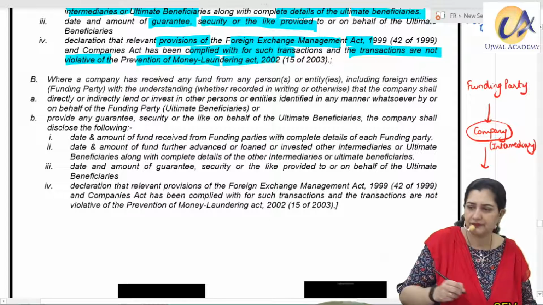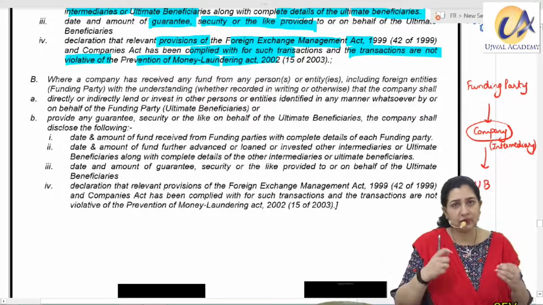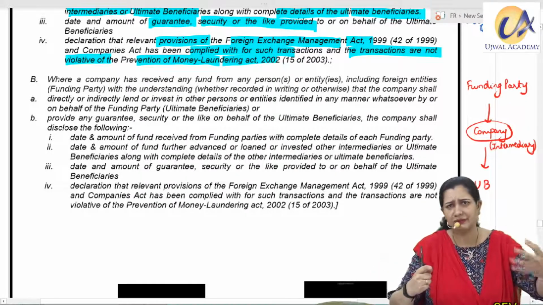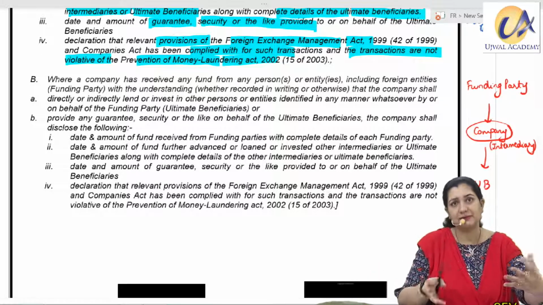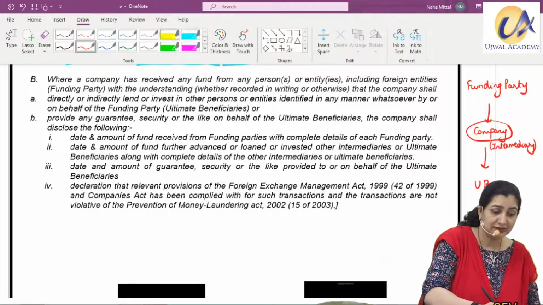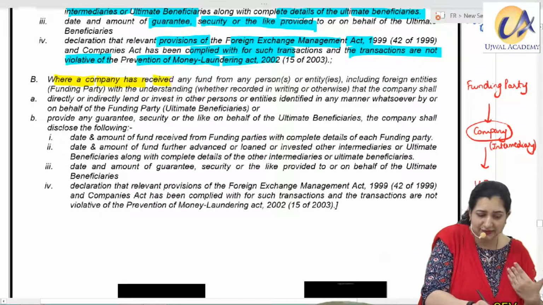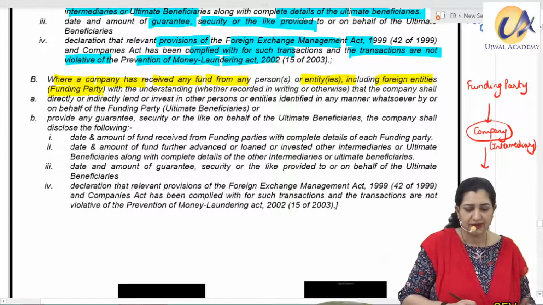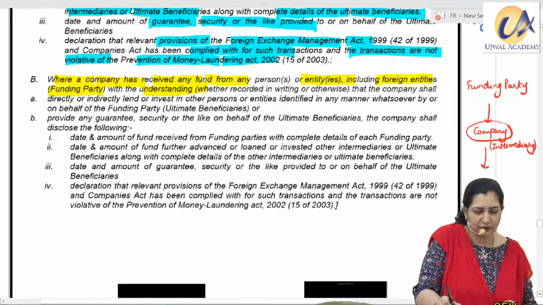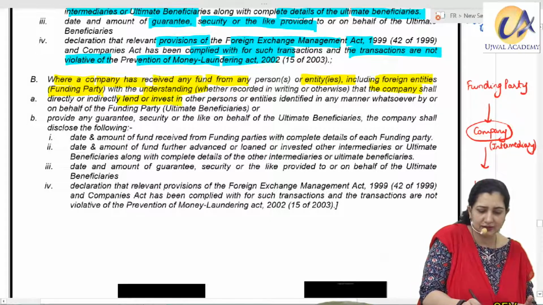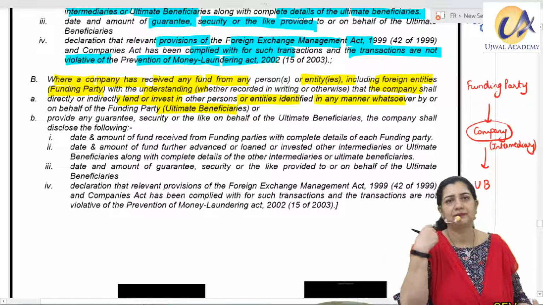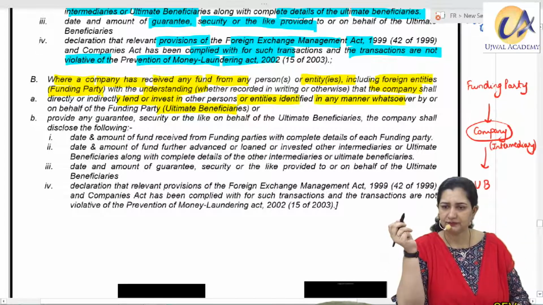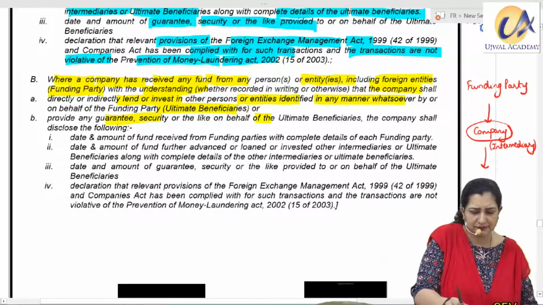Are you getting it? So the scenario is the same. Only the difference is that in the first part, the company was the funding party. But now here the company has become the intermediary. So have you received any fund from a person or entity, including foreign entities, which we call the funding party, with the understanding that you will have to invest this, lend it to another person, or it could be on behalf of the funding party to the ultimate beneficiary, or give guarantee on behalf of them.